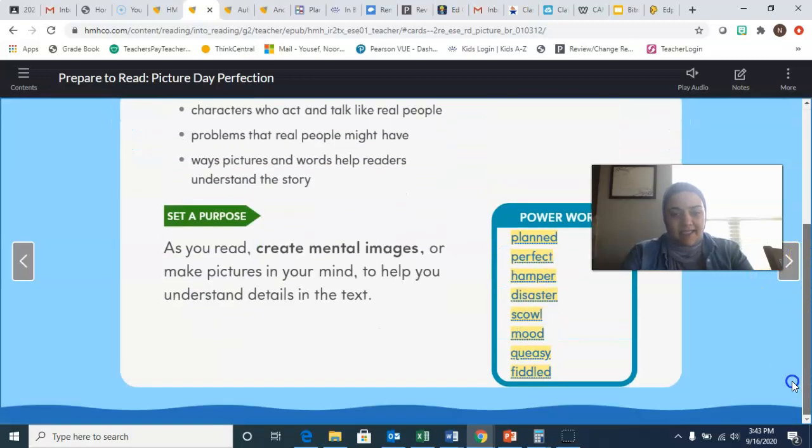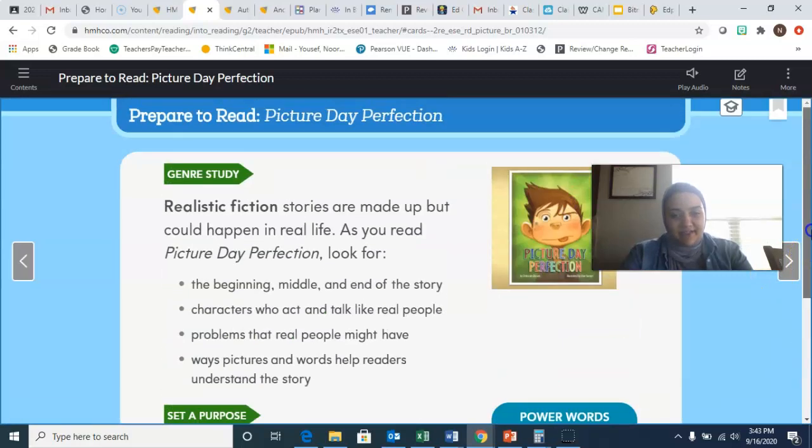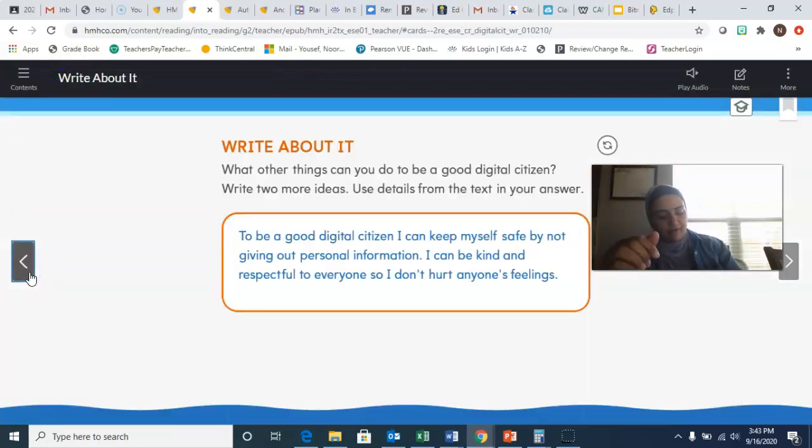On Tuesday, sorry, we're going to prepare to read Picture Day Perfection. And we're going to go over some new vocabulary words. So for now, that's all for today. That's all we are doing for HMH.